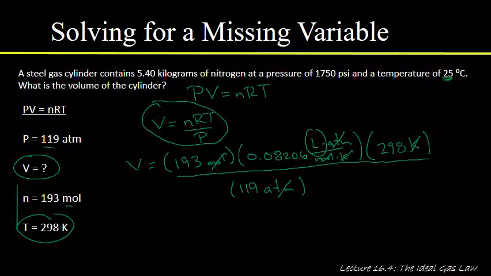All right. In this particular case, everything canceled out as we expected, and we got liters, which is what we want. That's good. And when we put all that into our calculators, we get 39.66 liters. And as I just said a minute ago, we've got 3 significant figures in all of our values. So the volume is 39.7 liters.